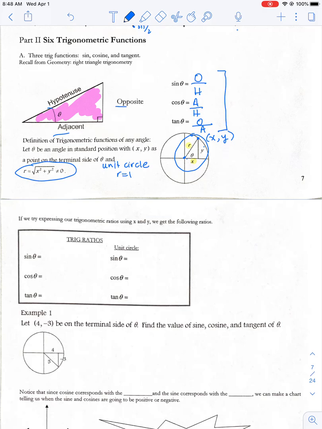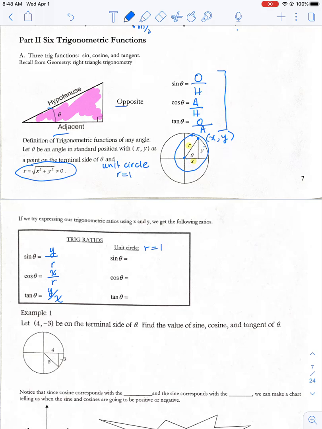So sine of theta would be y over r, opposite over hypotenuse. Cosine of theta would be x over r. Tangent of theta would be opposite over adjacent, so y over x. Now on a unit circle, if we redefine that and say, what if the radius is equal to 1? How would those trig ratios change?